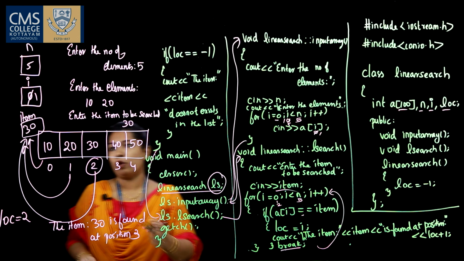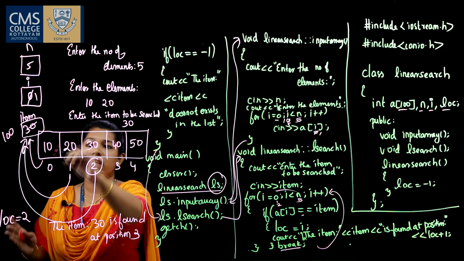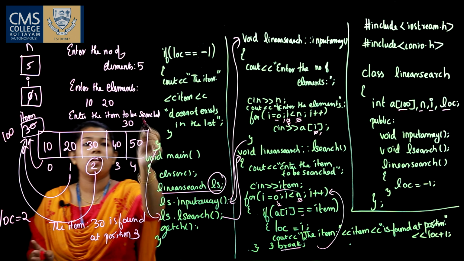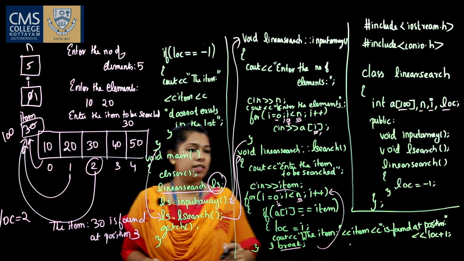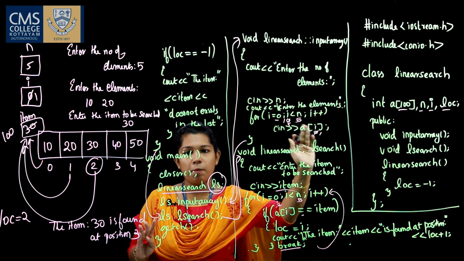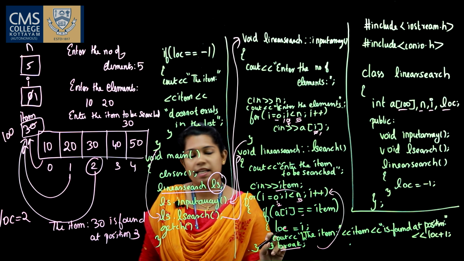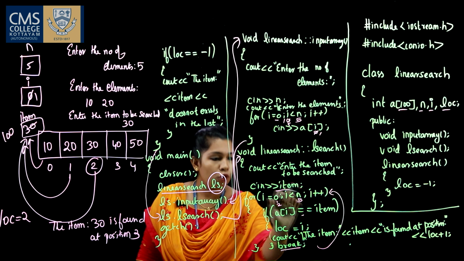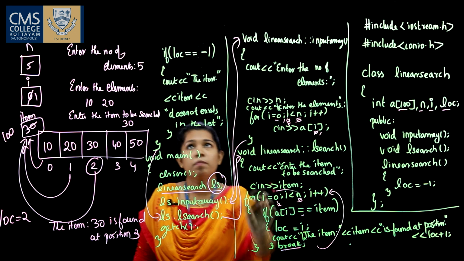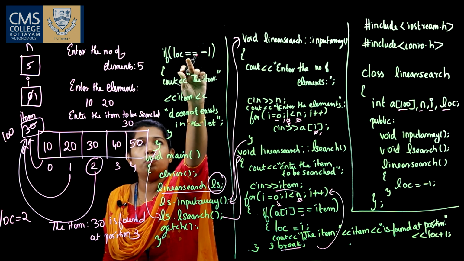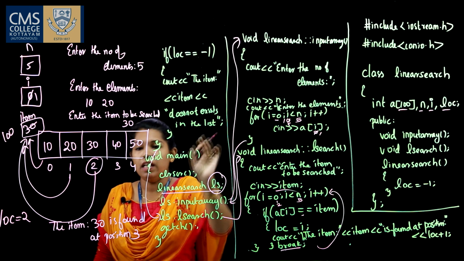Okay. Suppose you are searching for an item 100, what happens? This 100 will be sequentially searched from 10 till 50. From first to last you will not find any match. So what happens? Your LOC is still minus 1. Only when there is a match is your LOC variable assigned with the index I value. If you do not go inside this if branch, your LOC is still minus 1. So that time this if condition becomes true, and it will display that item 100 does not exist in the list.